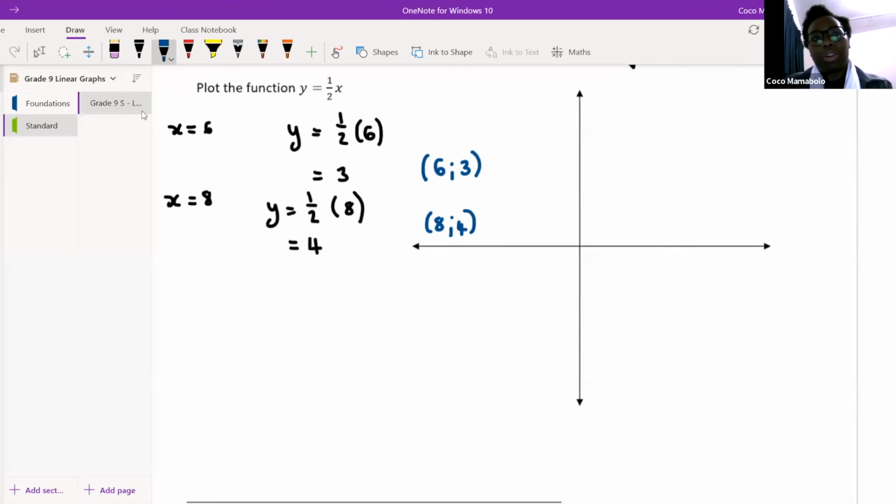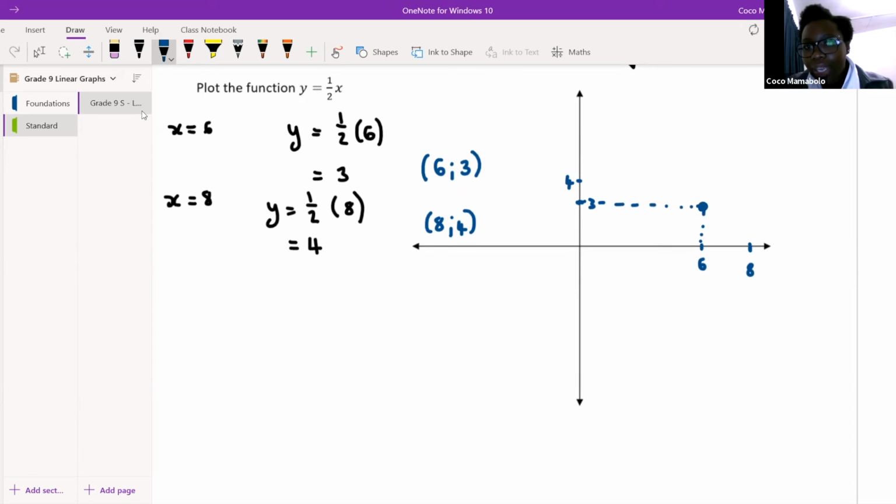And then I just go to my graph and I look for my x value. I'm going to make that 6 over there, and I'm going to make this one 8 over here. Remember, I only need 2 values. I don't need more than 2 values. And then I'm going to go look for 1, 2, 3. There's 3. And then I'm going to look for 4. There's 4. And then I'm going to join them. I'm going to go 6 and 3.